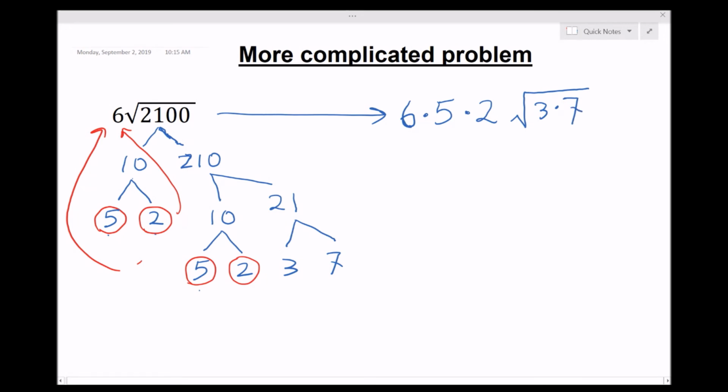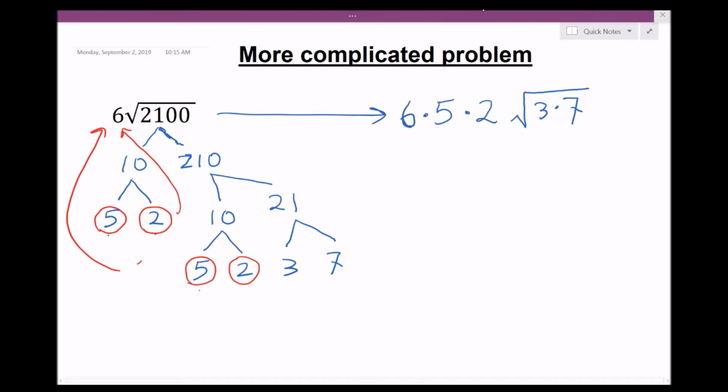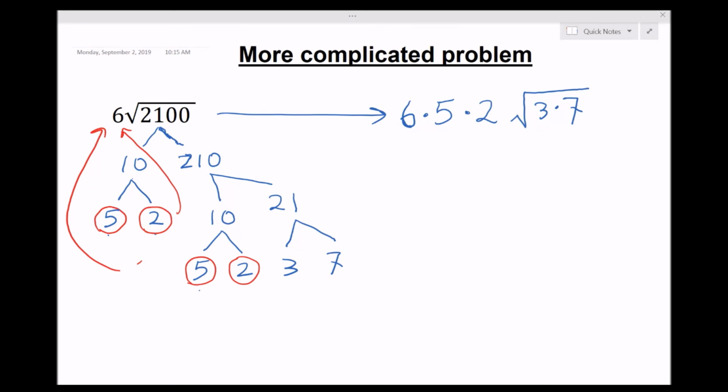Now, this isn't simplified because we have some numbers that we can multiply together, right? So basically at the end, whatever numbers you took out to get on the outside, multiply them together. So 6 times 5 times 2, let's see, that's 60 on the outside. And then under the square root, the guys that were left over, 3 times 7, so under the square root we have 21 left over.